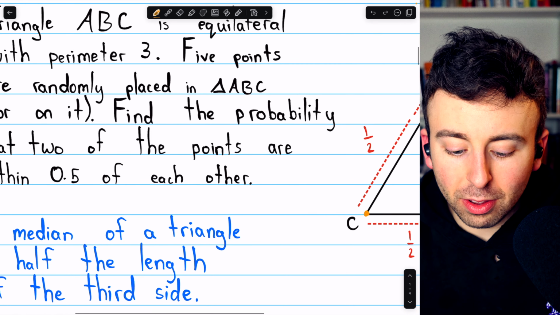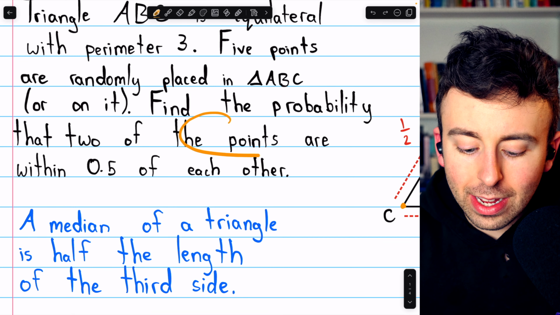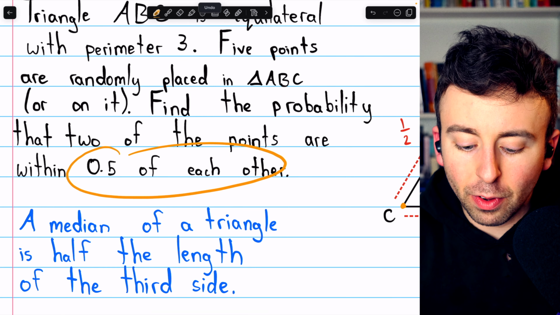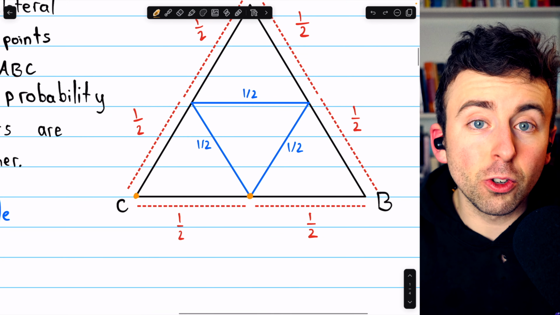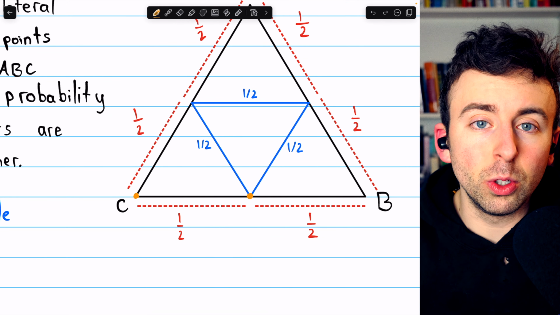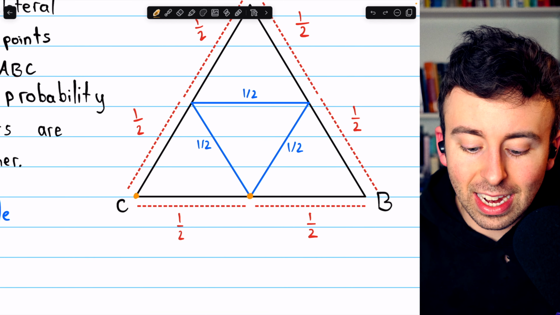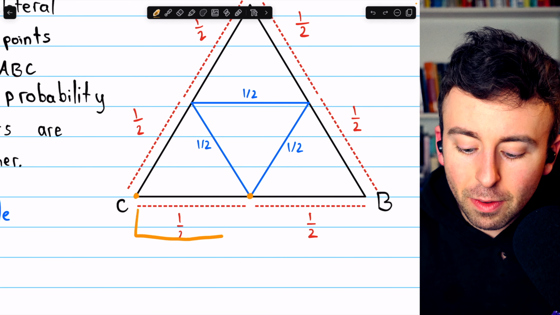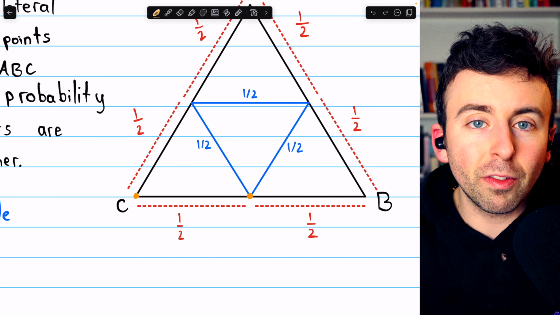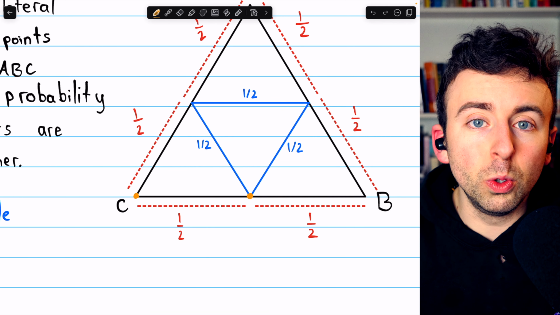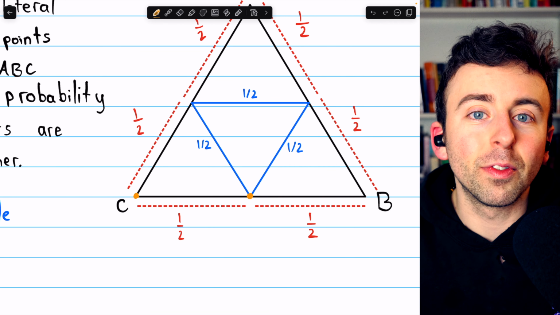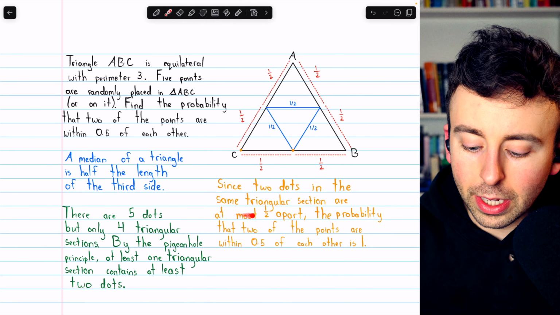We were asked, what's the probability that 2 of the points are within 1/2 of each other? Well, we just showed that it must be the case that there's a triangular section with at least 2 dots, and the 2 dots in that triangular section can be at most 1/2 away from each other. In other words, it's guaranteed that there are two dots within 1/2 of each other. And that's our concluding argument.